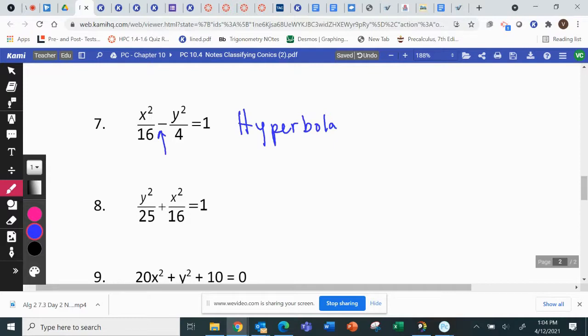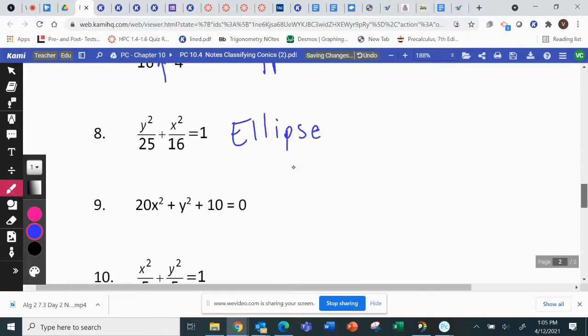The next one. What do you guys think? Ellipse. That is in the standard graphing form that we've been doing. They don't have x first, they have y first. It doesn't really matter because it's addition and you could switch them around. All right, we're on number 9. We've got a squared is 20, b squared is 1. Same sign, different numbers. Ellipse.